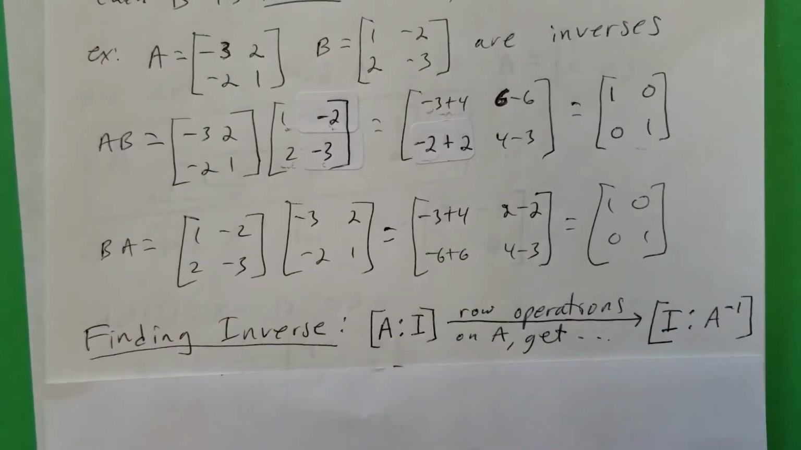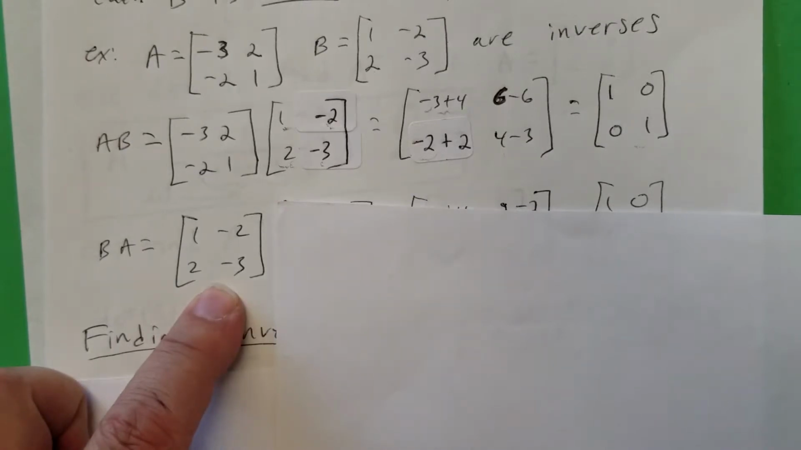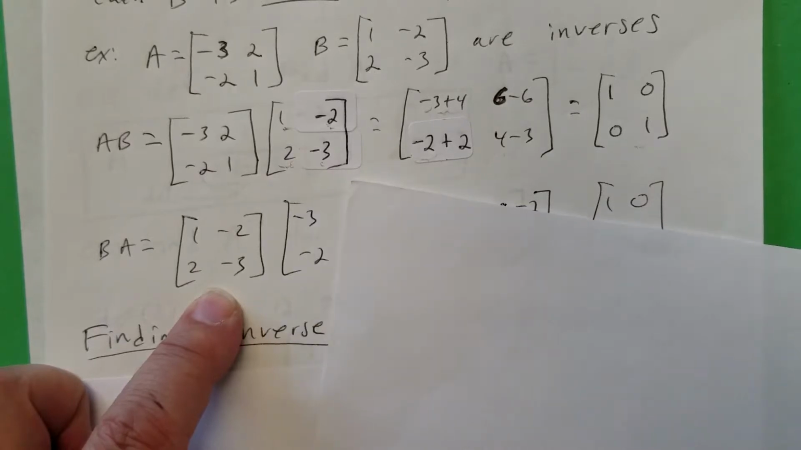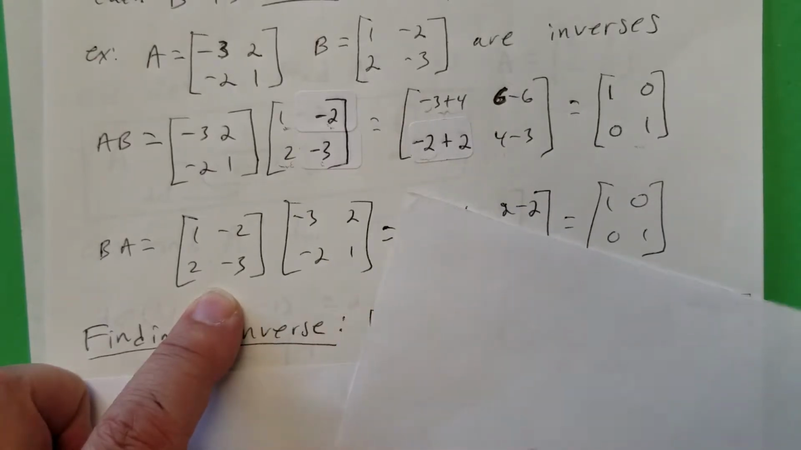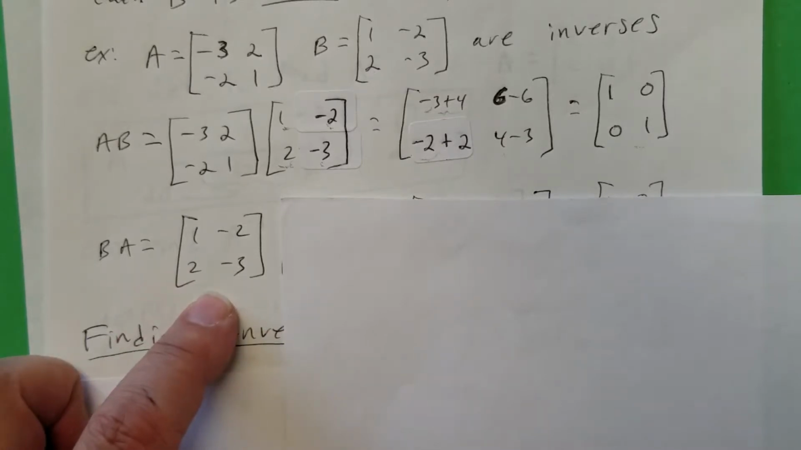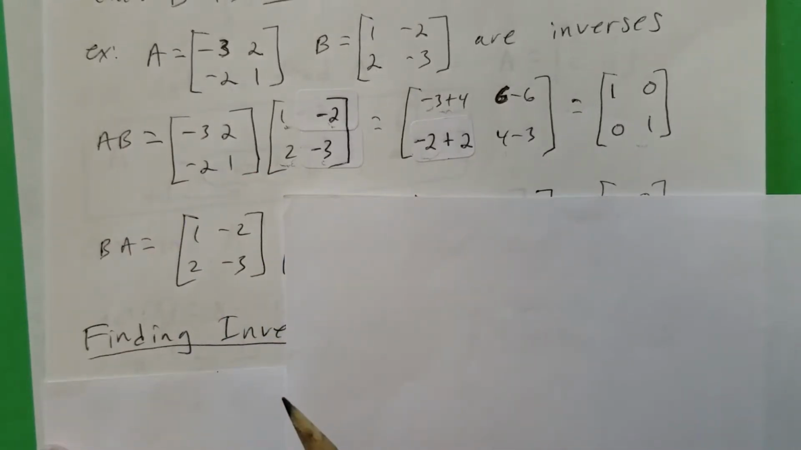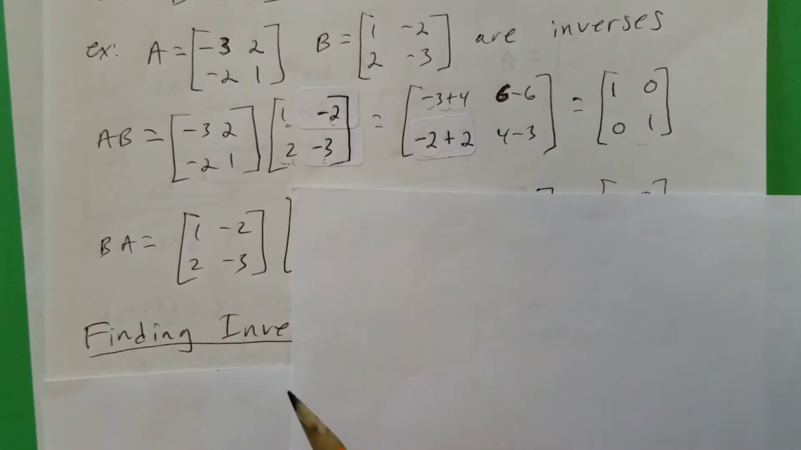Finding the inverse. Let's go up here for a second. What if I just gave you this matrix and asked what is the other matrix that would be the inverse of this? Would you ever guess that it's -3, 2, -2, 1? What is the matrix that, when you multiply with this, you get the I matrix? Here I gave you two inverses of each other. But now I'm going to give you just one, and you find the inverse. How do you do that?